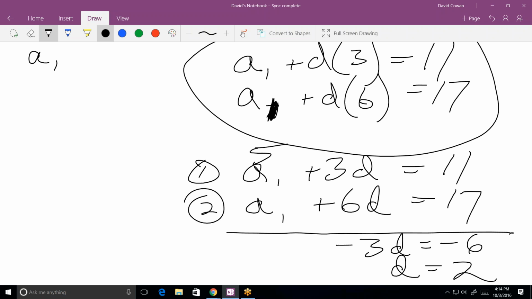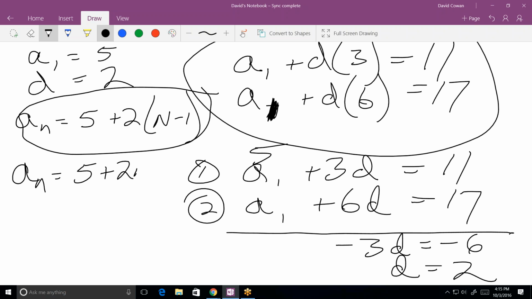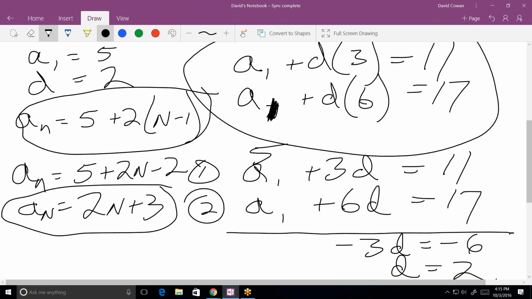So we now have a sub 1 equals 5. The common difference equals 2. Therefore, the explicit formula is 5 plus 2 times n minus 1. And even that can be simplified a little bit, which you always want to do. That's 5 plus 2n minus 2, which becomes 2n plus 3. There's your answer. How did you go from... Oh, you distributed it. Just distributed the 2, exactly.